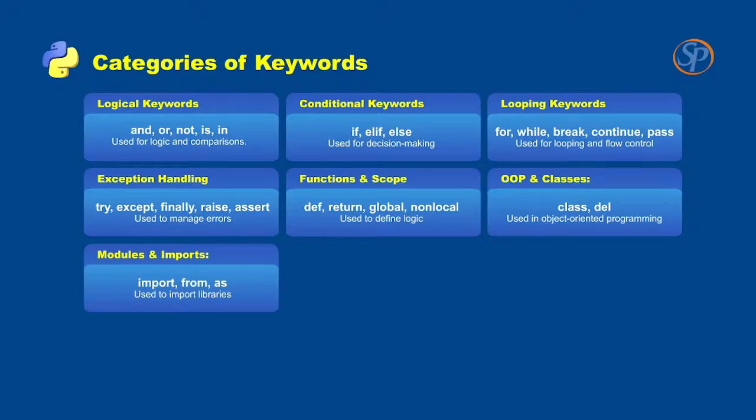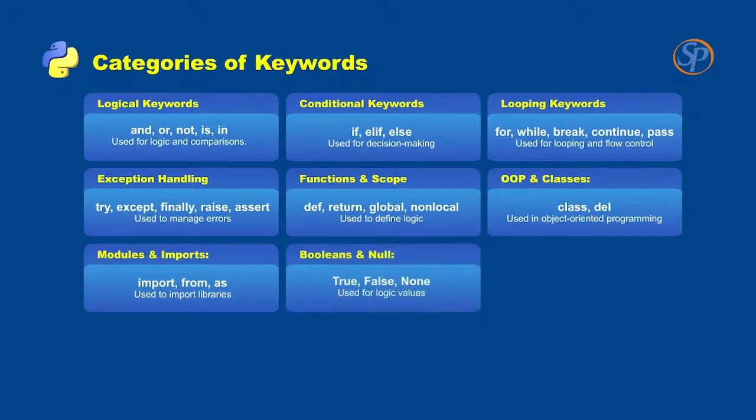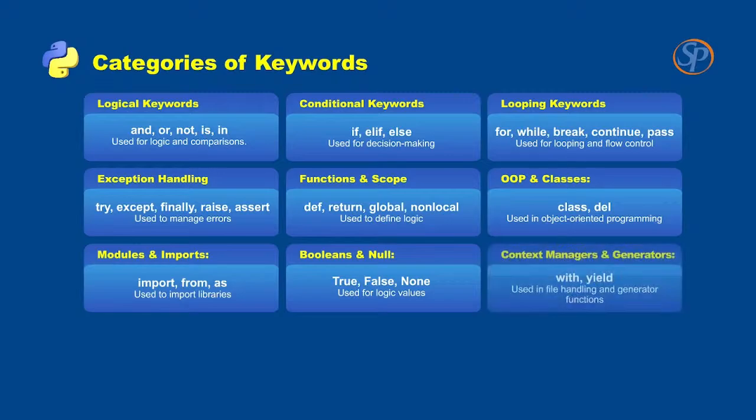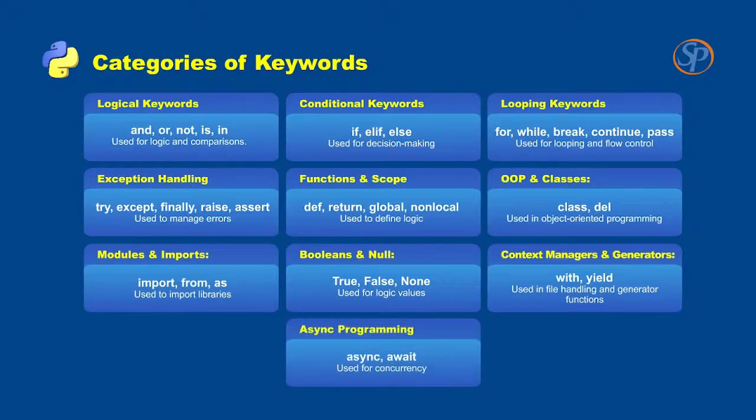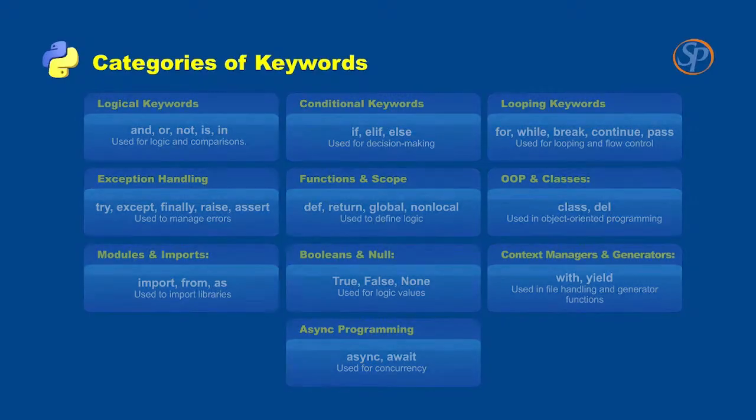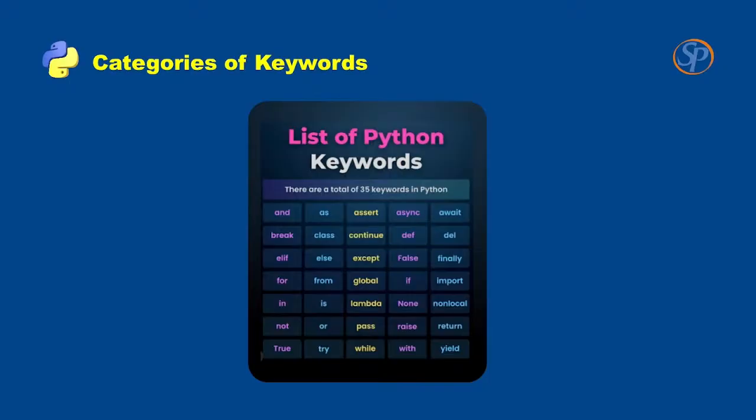Modules and imports: import, from, as. These are used to import your libraries. Coming to boolean and null: True, False, None. These are used for logic values. Context managers and generators, like with, yield. These are used in file handling and generator functions. Async programming: async and await, which you are going to use for concurrency. Together these 35 keywords define the entire grammar of Python.